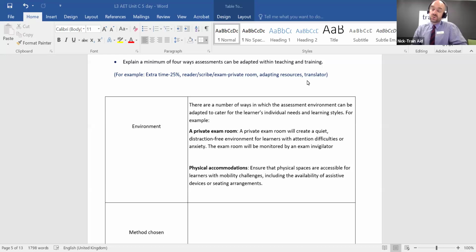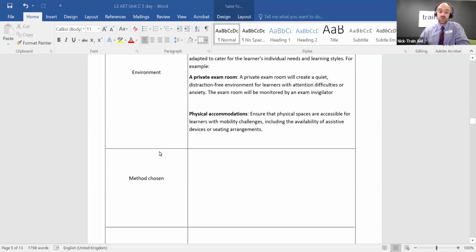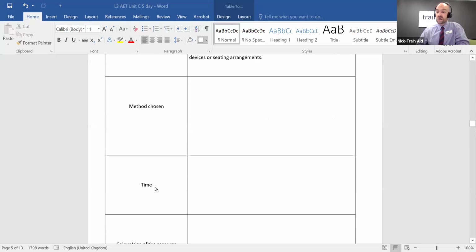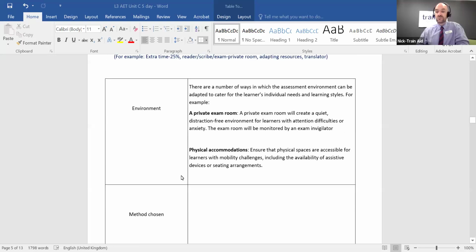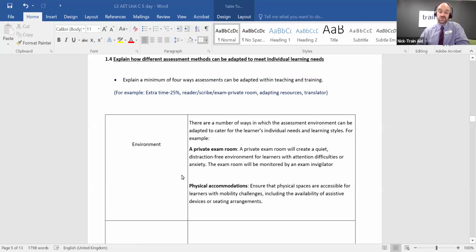So just on to the assessment table, we have got 4 different topics. We have the environment, the method chosen, time, and also the color or the color size of the resource as well. So we'll come on to each one. I've done the first section for you so we can see what the question is all about and the detail needed there. So first of all, as mentioned before, environment.